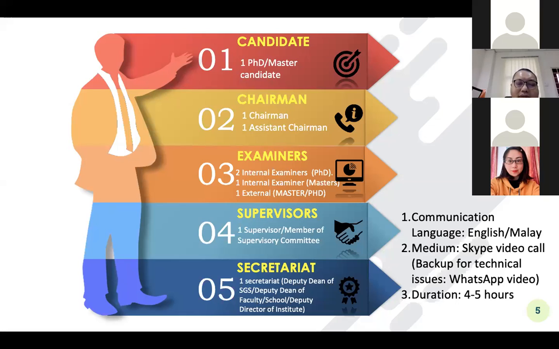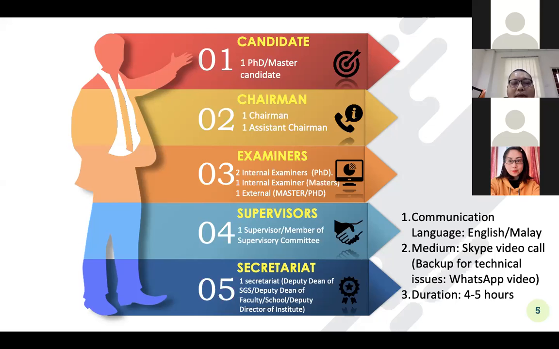The secretariat is the one in charge of preparing for the viva. In order for the viva to start, you need to have the candidate, the chairman, and also the examiners. We have two internal examiners and one external examiner, so at least three people. Out of the three, at least two of them must attend the viva process.